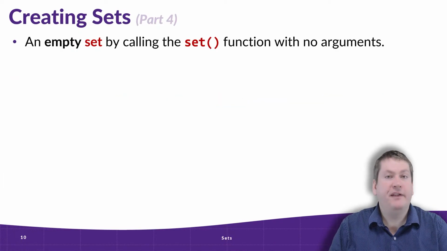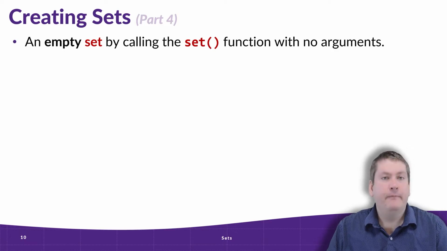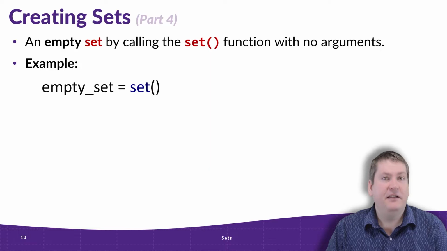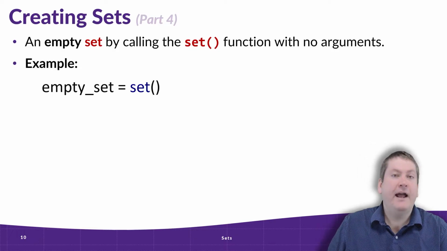We can also use the set function to create an empty set. And this is fairly straightforward to do. We just call the set function with no arguments given, and this will create a new set that has no elements in it. You may wonder why we'd want to do this. Well, because sets are mutable, that means we could create an empty set and then add to it as we go.